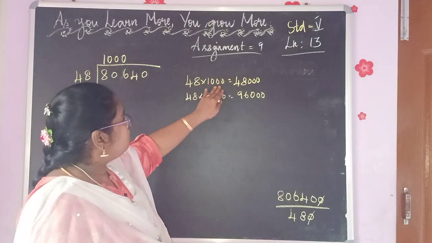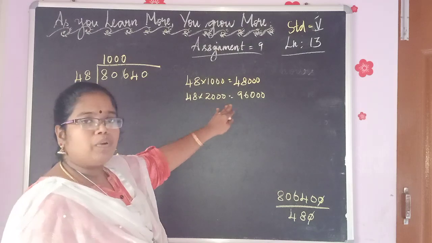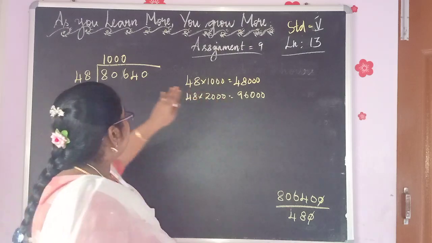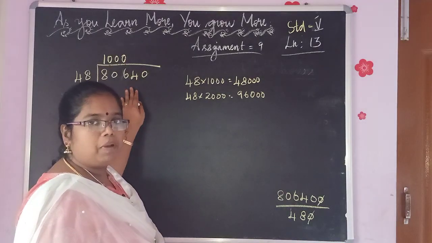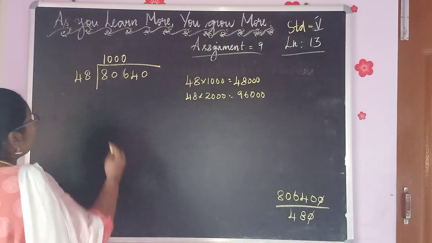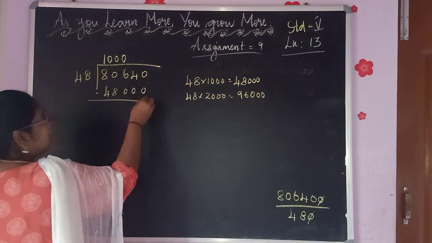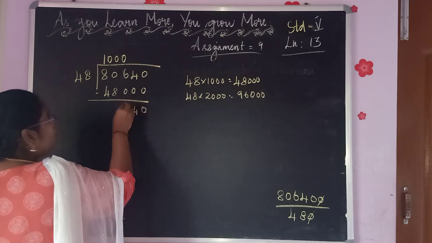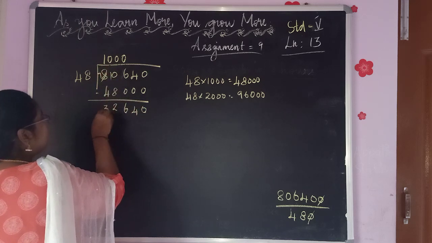First we will use 1000. Now what will happen? It is 48,000. 48 into 2000, I am getting 96,000. Can I put 96,000 here to subtract it? No, I will not be able to subtract. So I have to opt for only 1000. One time I am having here. So it is 48,000. Subtracting, we get 0, 4, 6, and this is 2 and this is 3.